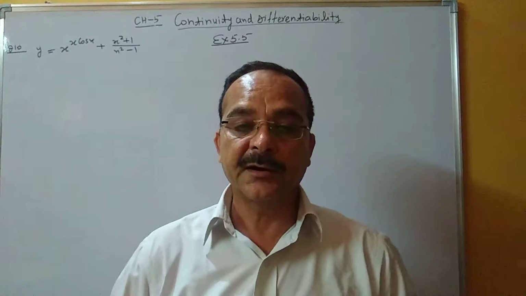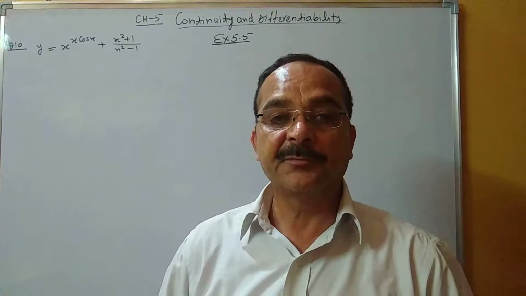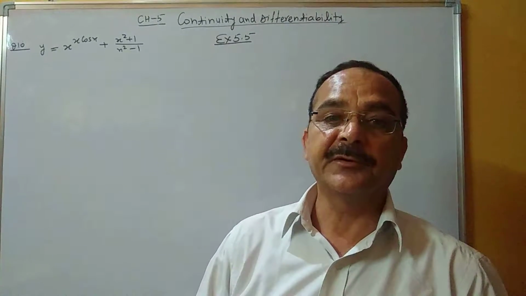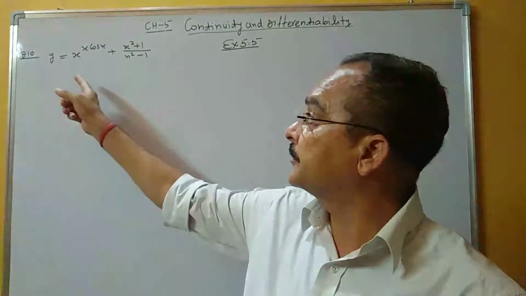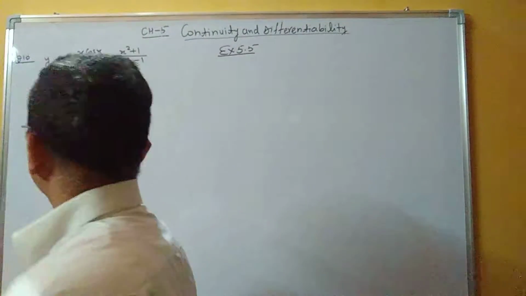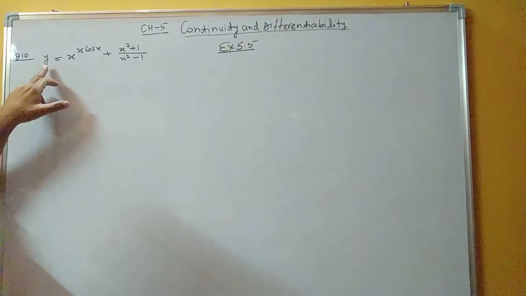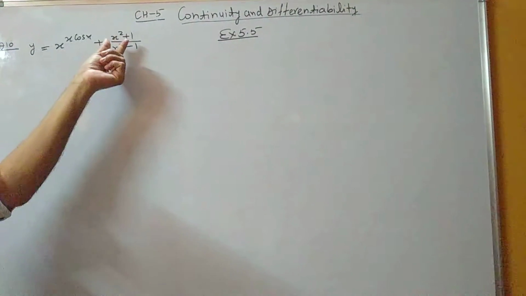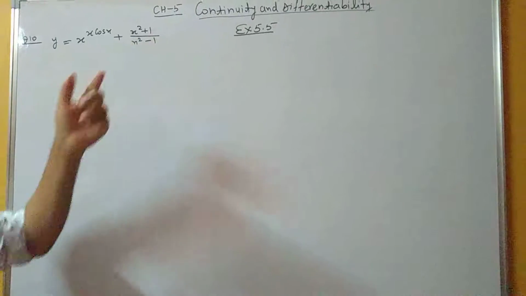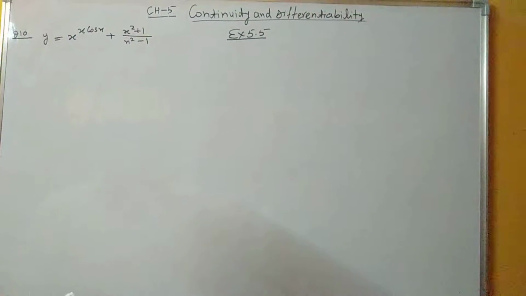Students, today I will discuss question number 9 to question number 15, a few questions. First we take question number 10. Question number 10 is y is equal to x to the power x cos x plus (x square plus 1) over (x square minus 1).